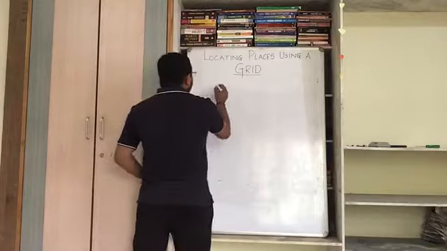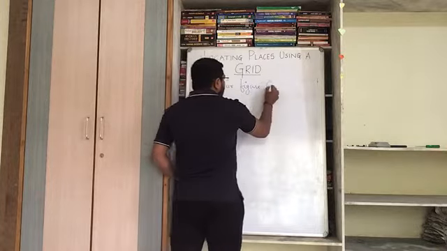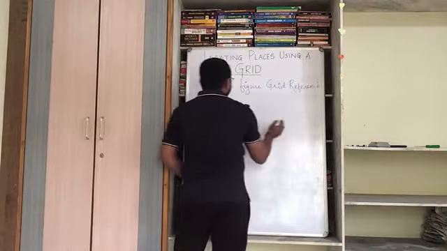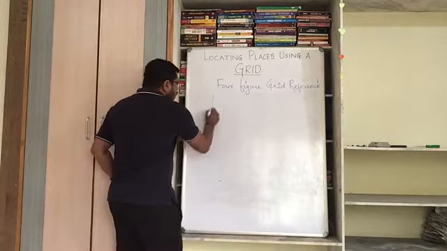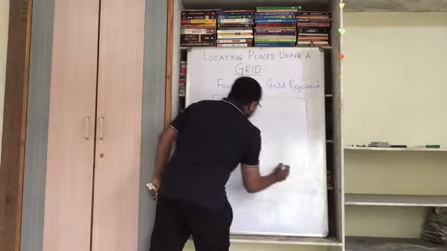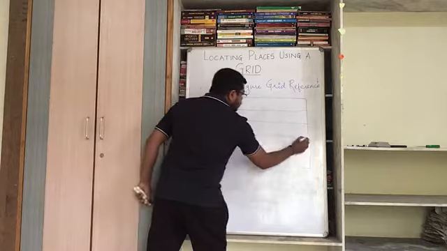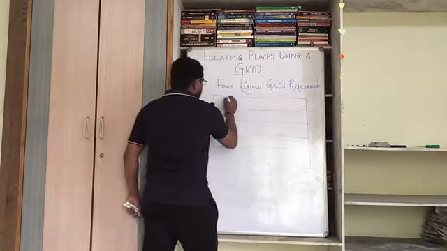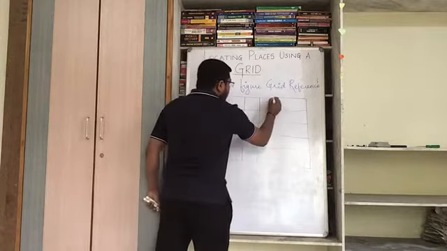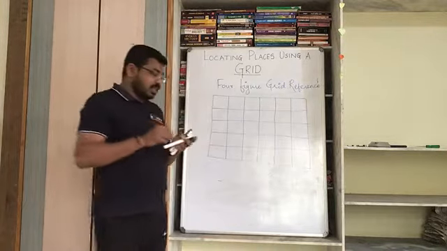Now, what is a 4-figure grid reference? A 4-figure grid reference is actually the location of a place. We will have a grid like this, a square, and then the square is divided into rows and columns. One square is divided into so many small squares. Okay. Now remember northing and easting.